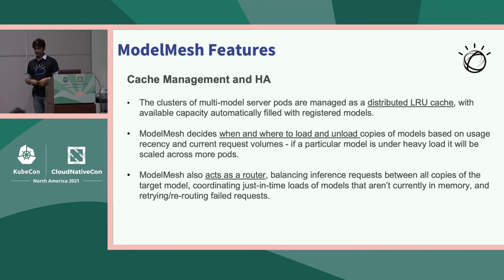Okay, so Model Mesh does all these things. How does it do it? There is cache management and high availability built in. As I mentioned, it treats the set of pre-provisioned pods on a Kubernetes cluster as an LRU cache, and it decides when and where to load and unload these models. How does it decide? It takes into account two factors: the cache usage as well as the request count. How many requests are coming versus which are the least recently used models. These are the two key things which go into its decision-making. And once it has deployed your models, it also acts as a router, load balancing the requests across them.